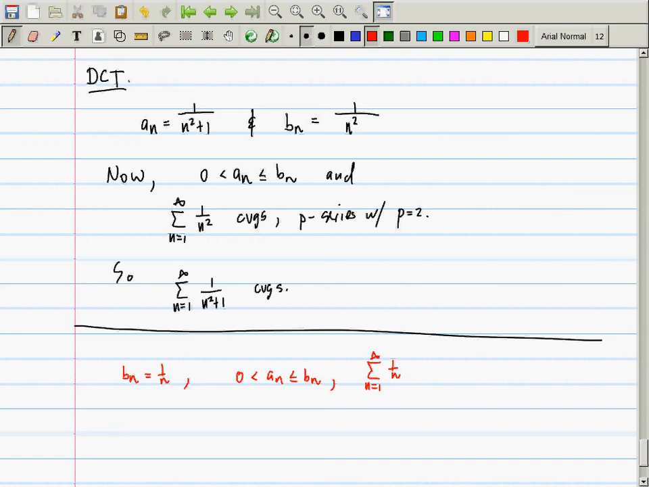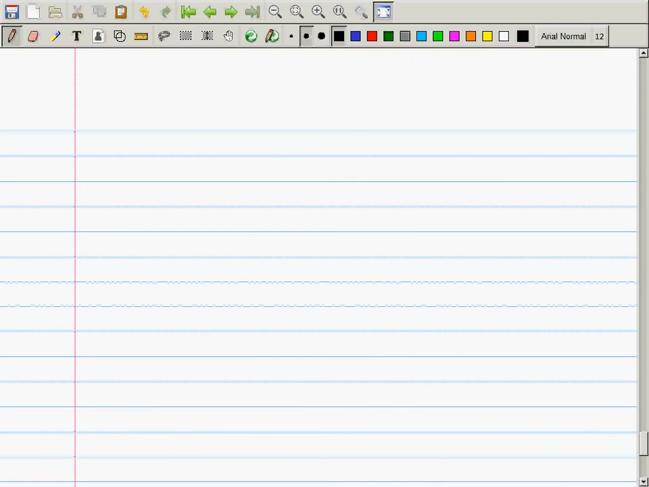Okay, so let's do another one. So, for example, the sum from n is 1 to infinity of 1 over n plus the square root of n.